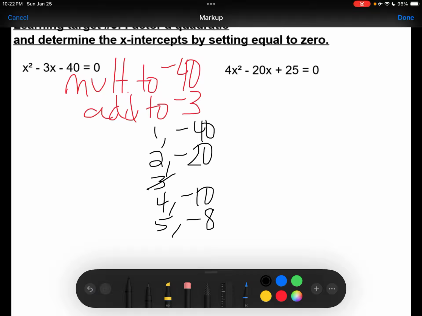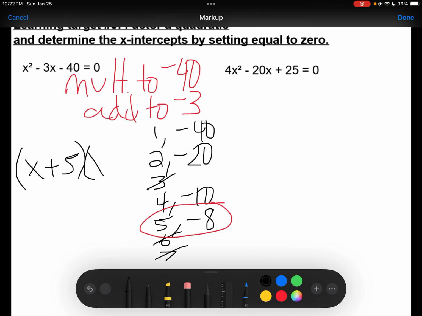You might need a calculator to help generate these. You might not have your multiplication table set. 6 doesn't divide into 40. 7 doesn't divide into 40. These are our only 4 options, which is the only one that adds to negative 3. Just this one here, nothing else. So, you know it's going to be x plus 5, x minus 8. And we're trying to set these equal to 0.